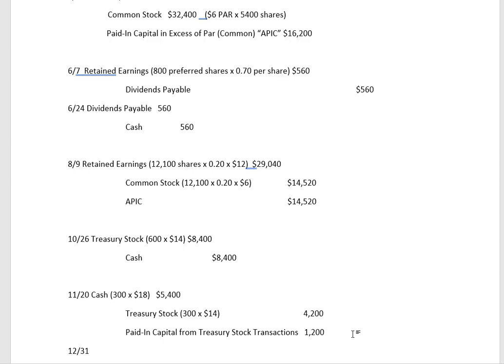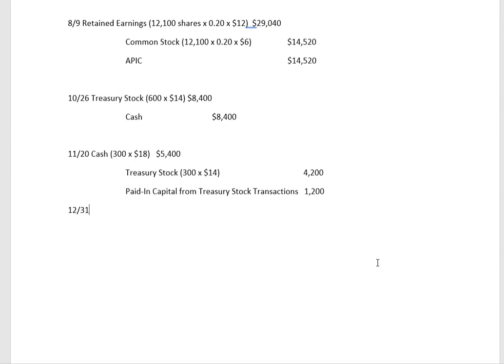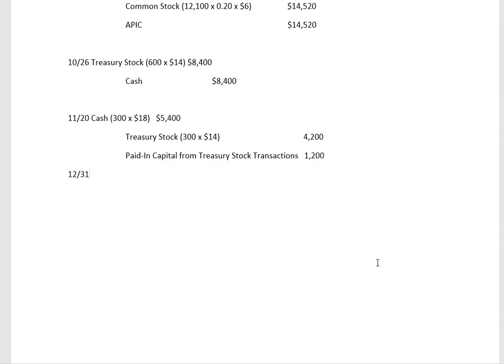And then December 31st, we're going to declare a cash dividend of 25 cents per share on the outstanding common stock. Dividends will be paid in January. So we know this is going to be dividends payable. So December 31st, we're going to hit retained earnings. By what amount? How many shares do we have outstanding now?